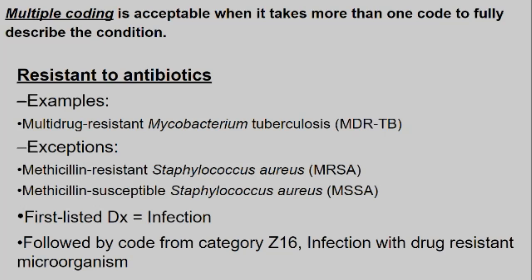So you're always going to code your infection first. Then you need a second code to say that they are resistant to antibiotics. So that's an example of multiple coding. It takes two codes to fully describe what you're talking about or what you're coding.